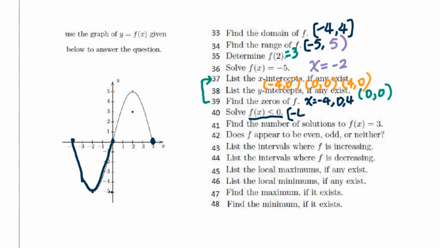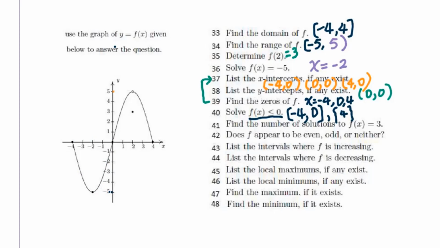Therefore, we got from -4 to 0. That's the domain for the part of the graph below the x-axis. -4 to 0. That's the domain for this graph. Then you need to add this 4 because you have an equal sign. It means all x-intercepts still count.